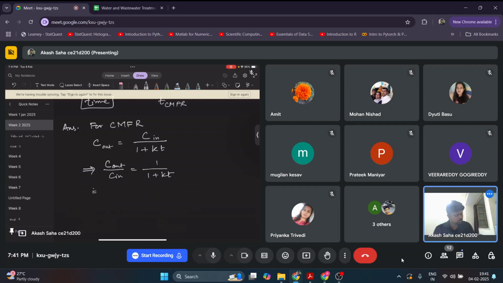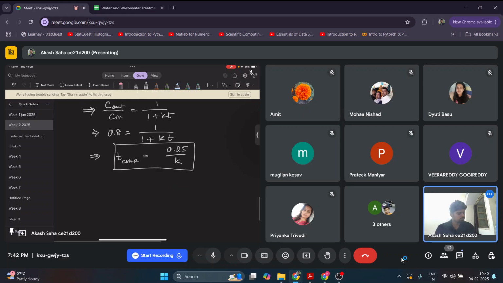Now we know that C out by C in equals 1 by 1 plus KT. In the question it is given as 0.8 equals 1 by 1 plus KT. If I take this T out, my T CMFR will be equal to 0.25 by K. So this is the first part.